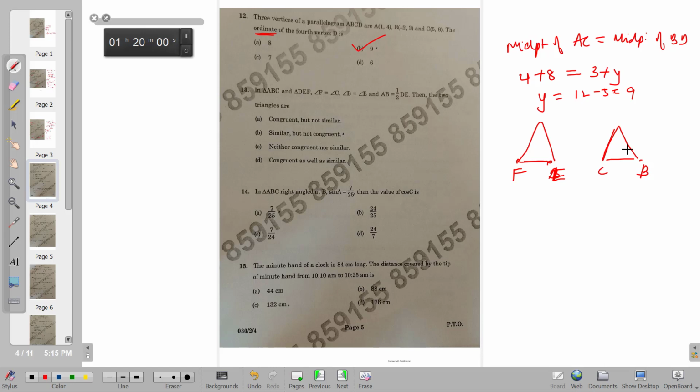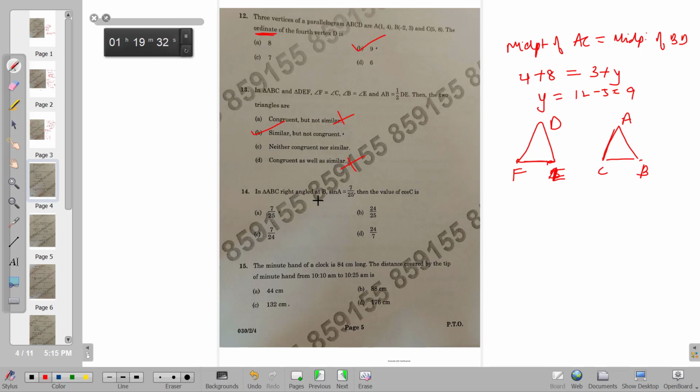The vertex that's remaining over here is D, and the vertex that's remaining here is A. Now, AB is half of D, so clearly they are not congruent. You won't say that they're congruent because the sides are not equal, but they're similar because of AA similarity. So it is similar but not congruent. That will be the answer over here.